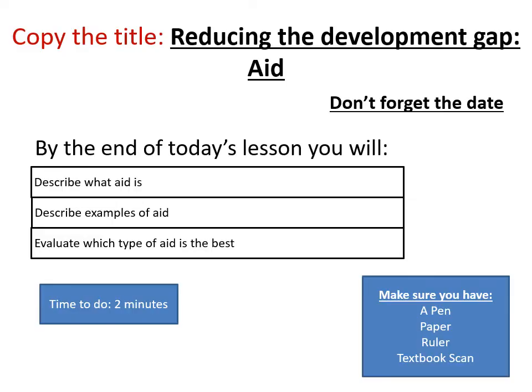Okay, fantastic. So reducing the development gap: aid, that is your title to write down. Don't forget the date. The objectives are essentially to talk about what aid is, describe examples of it, and then to have a little think about which type of aid is the best. So 1-2 minutes, get yourself sorted, get the title down. Pause now.